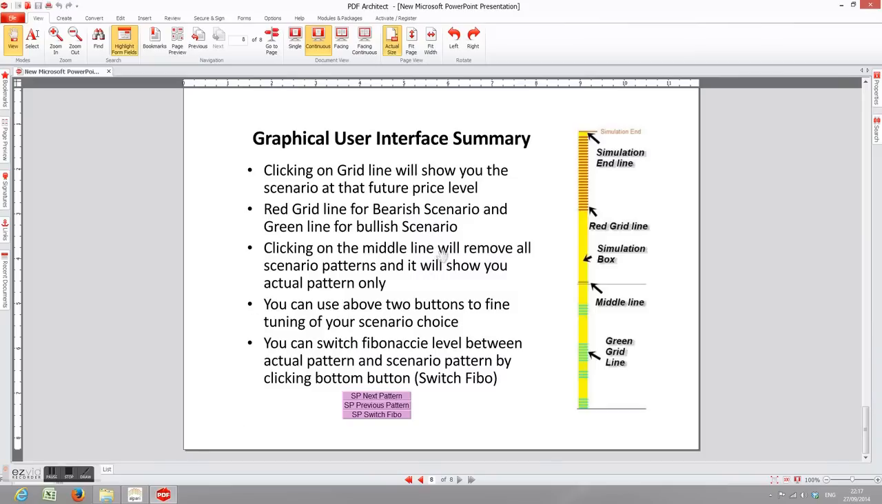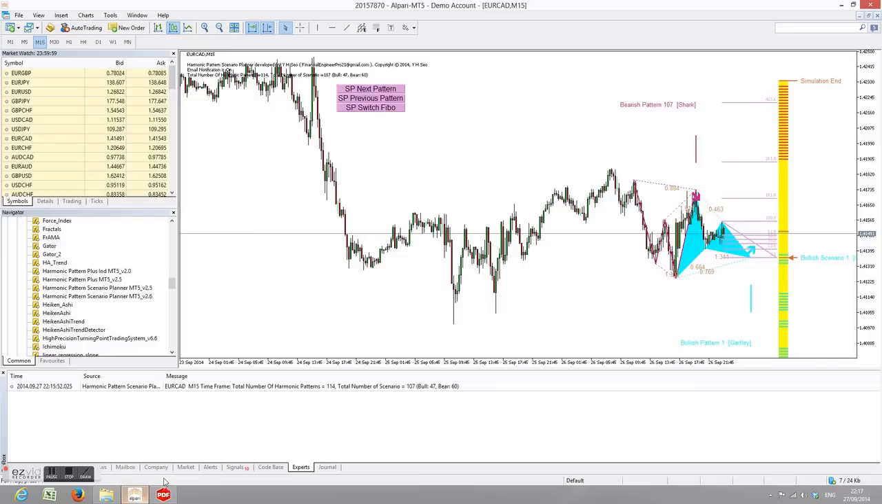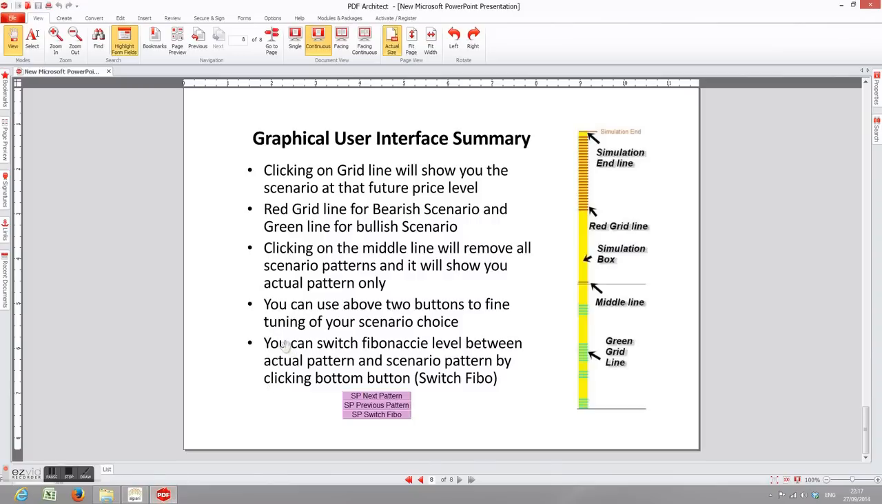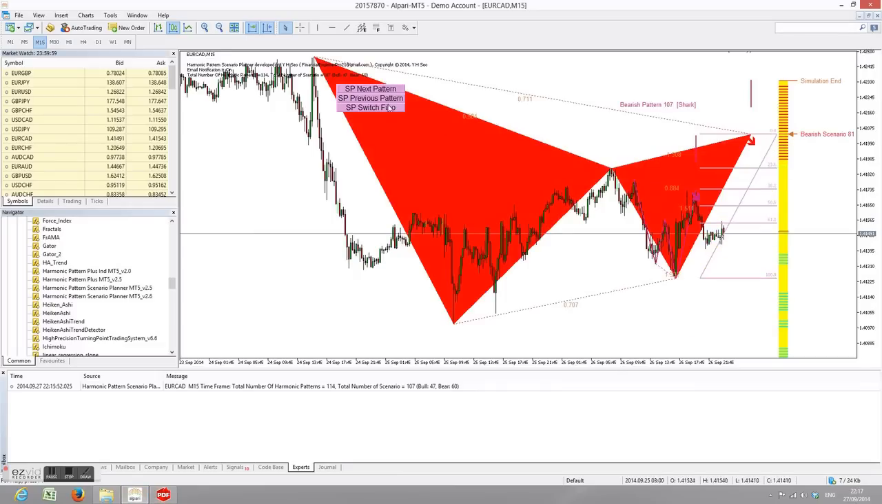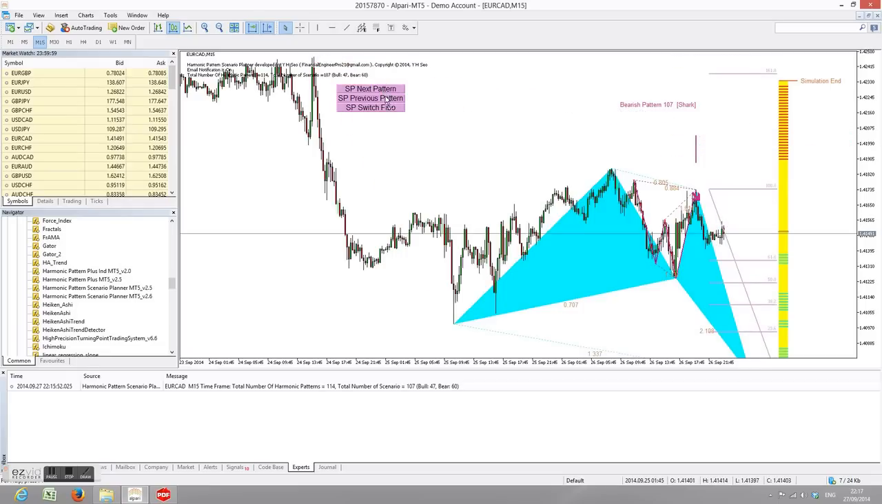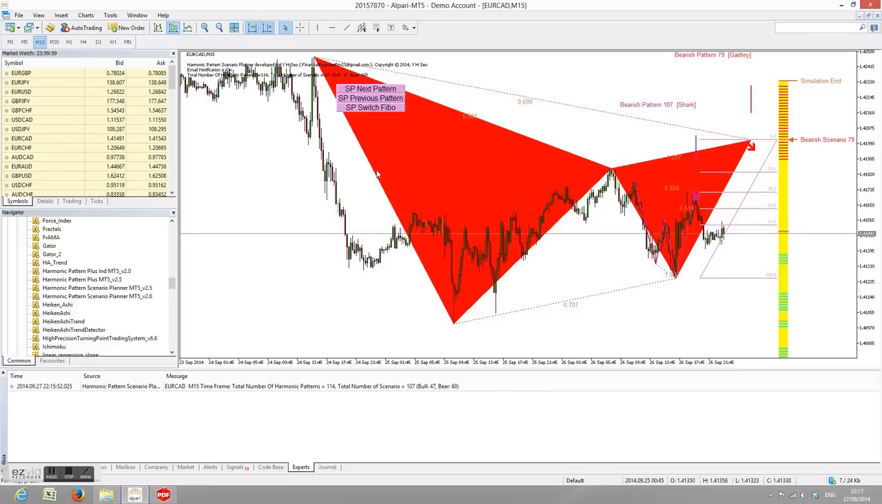And if you click on the middle line, this indicator will remove all the scenario patterns and show you actual patterns only. This is the middle line. You click, then it will show only the actual patterns. You can use two buttons for fine tuning of your scenario choice. For example, if you click here, you want to fine tune your selection, you can move like this. You can move like this. You will see all the scenarios.